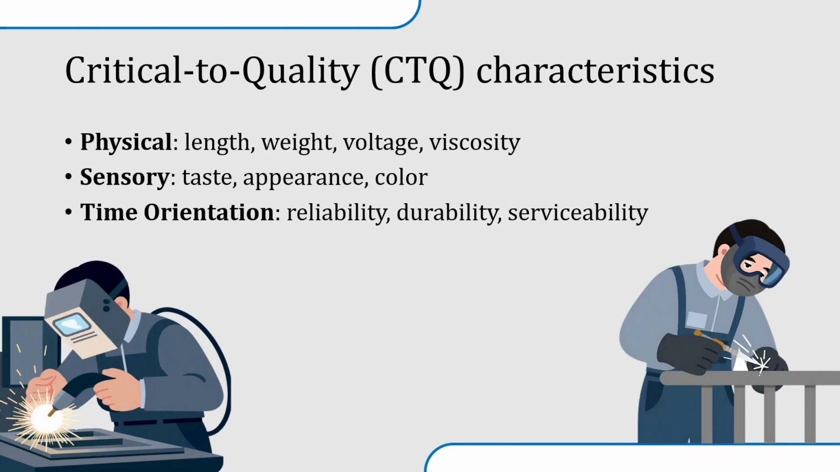Also, when you're thinking of quality, you always tend to keep in the back of your mind critical to quality characteristics. So these are things like physical, sensory, or time orientation, which you can categorize these characteristics under. For example, for physical, you can consider the length, weight, voltage, or viscosity as critical to quality characteristics. For sensory, there's taste, appearance, and color. And also for time orientation, there's reliability, durability, and serviceability.